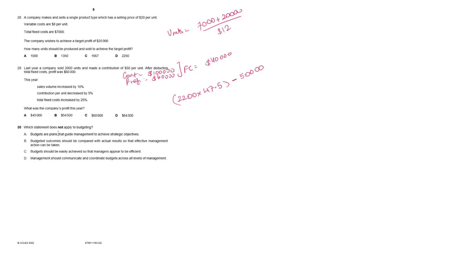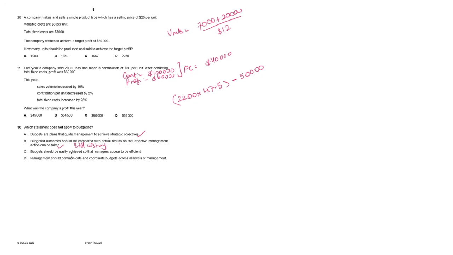Which statement does not apply to budgeting? Budgets are plans that guide management to achieve strategic objectives. It's correct. It's a plan for future. Budgeted outcomes should be compared with actual results so that effective action can be taken, which is also a correct statement. In A level, you will study standard costing, which is about comparing the budgeted performance with actual performance and calculating the variance. So statement B is also correct.